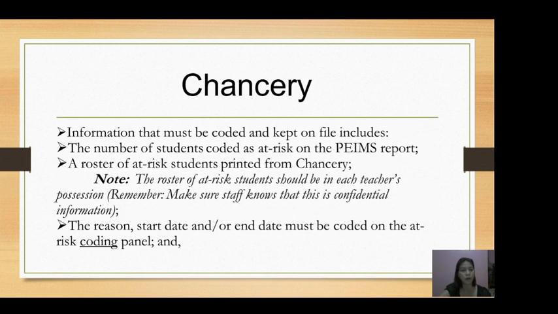The information that must be coded and kept on file includes the number of students coded at risk in the PEIMS reports, and a roster of at-risk students printed from Chancery. The roster of at-risk students should be in each teacher's possession. Remember, make sure staff knows that this is confidential information.